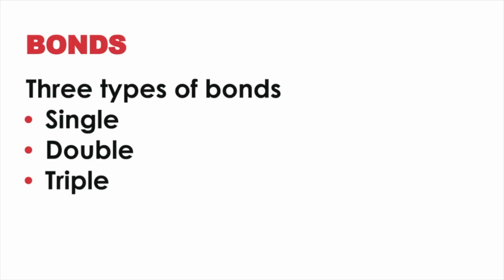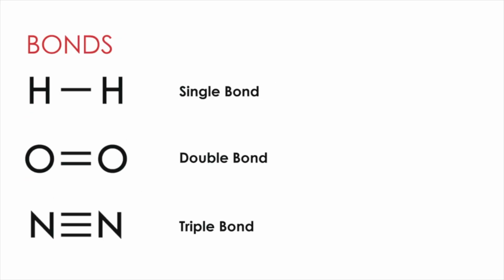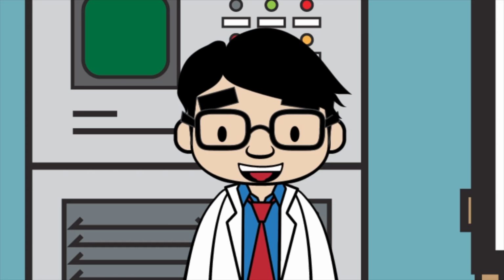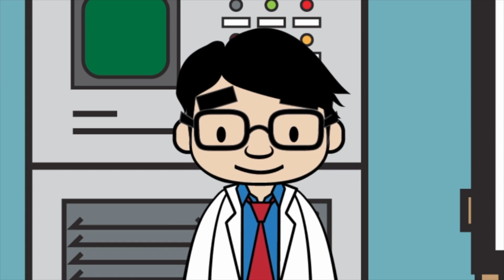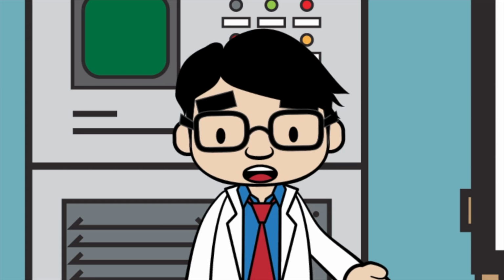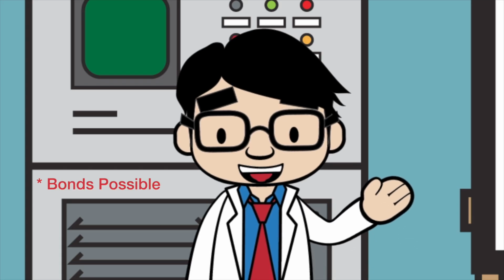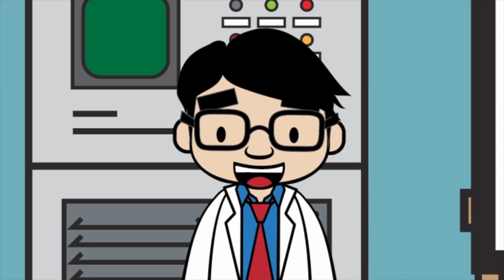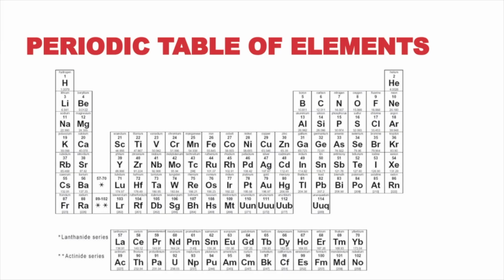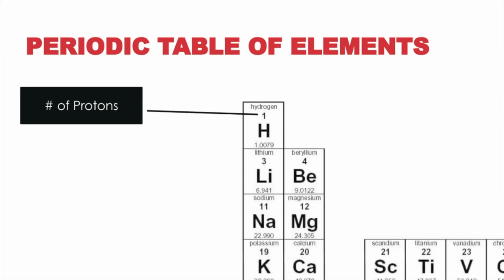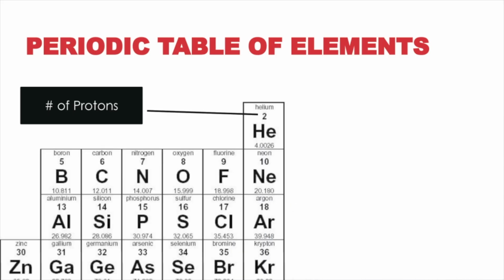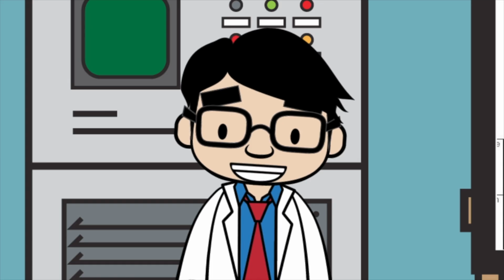There are 3 types of bond: single, double, and triple. Single is 1 line, double is 2 lines, and triple is 3. Let's go over the periodic table of elements, which is organized by the number of protons and the number of possible/single electrons and other traits. If we look at the periodic table, one of the most obvious ways it's organized is by the number of protons. Hydrogen has 1 proton, this one has 2 protons, this one has 6 protons, and so on.